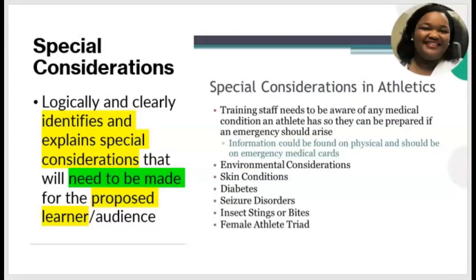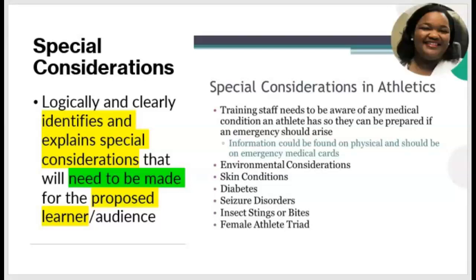Now we go to the special considerations. The rubric asks that you logically and clearly identify and explain special considerations that will need to be made for the proposed learner or learner audience. So do you see how these two must coincide? You have to identify the differences in order to understand what considerations must be employed. Special considerations could be identified as the actual interventions you might have to do in order to accommodate for the differences you have identified with the learner.